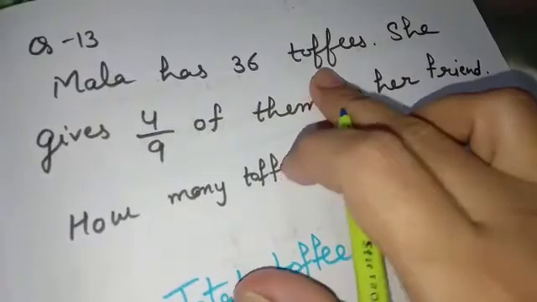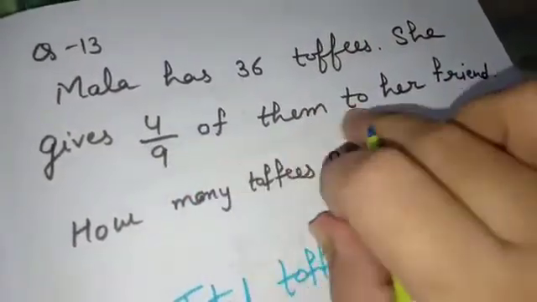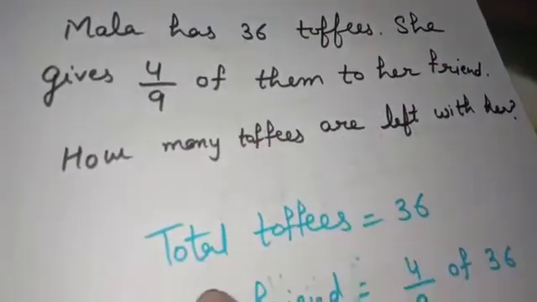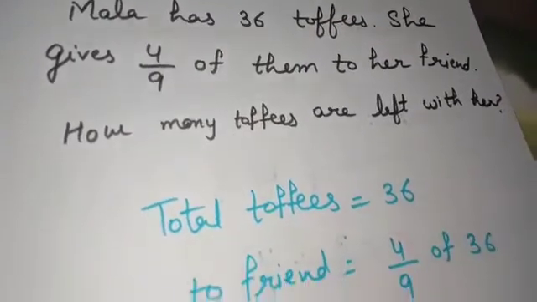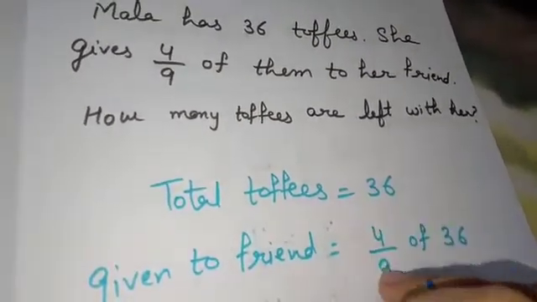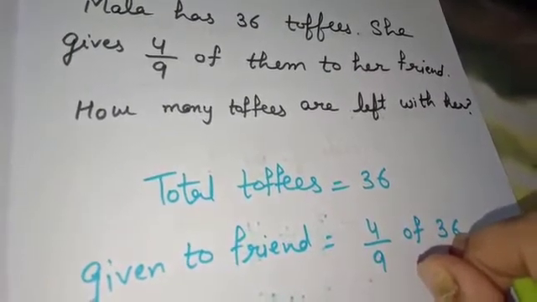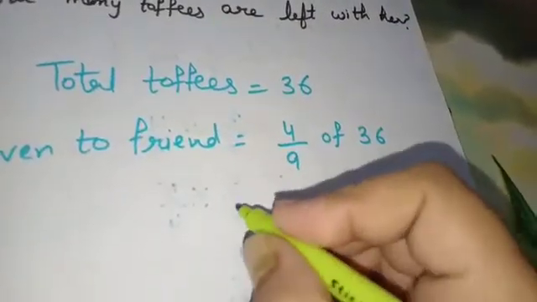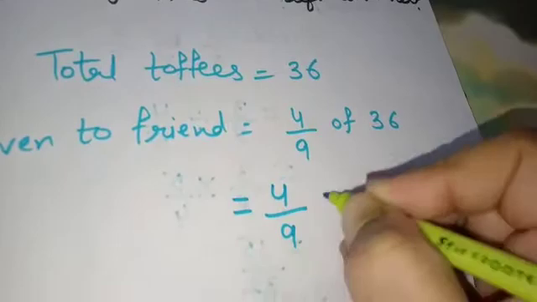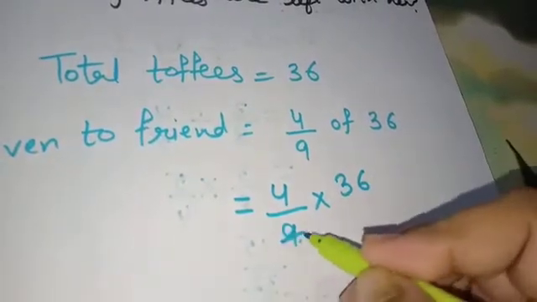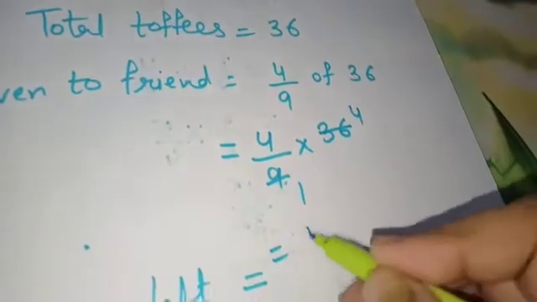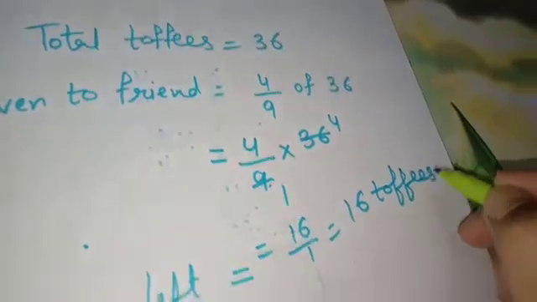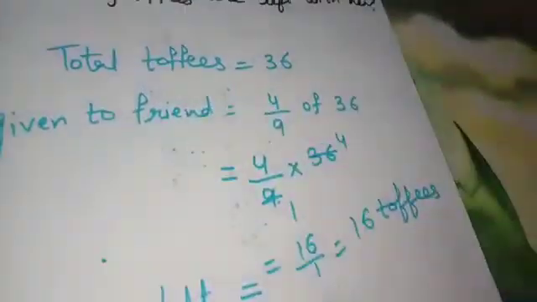Mala has 36 toffees. She gives 4 by 9 of them to her friend. How many toffees are left with her? A girl named Mala has total toffees 36. She has given to her friend 4 by 9 of 36. Such kind of question we have already discussed in our worksheet. So how did we do this? 4 by 9 of means multiply 36. When it will be cancelled, it's 4 4s are 16 by 1 means 16 toffees. These are the toffees which Mala has given to her friend.